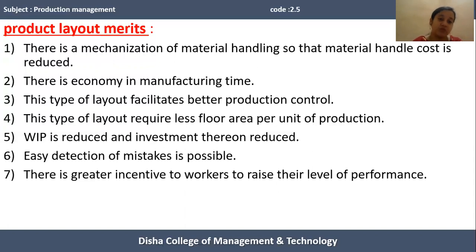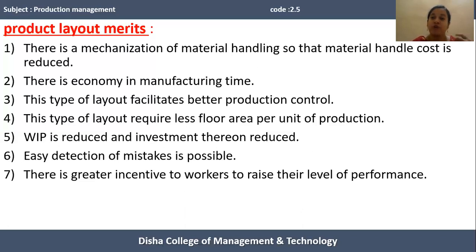This type of layout requires less floor area per unit of production. Generally this type of layout requires less floor area, because there is no concept of departmentation, and within the same floor various types of machines are arranged in a straight line.